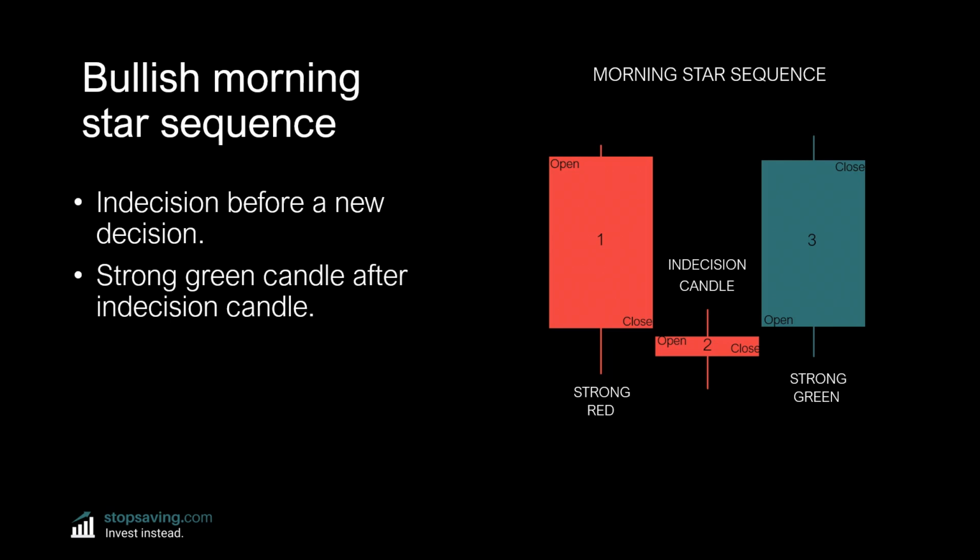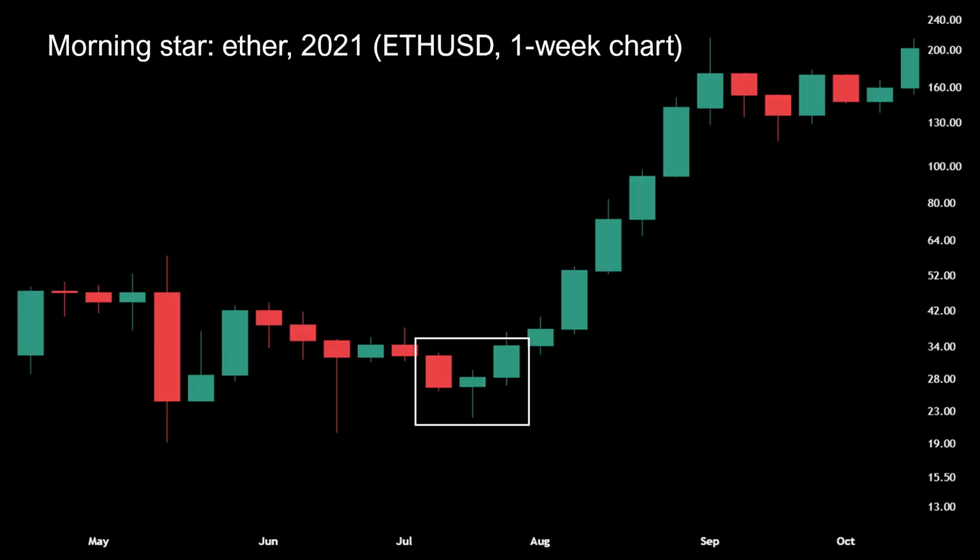Note, in this case, the indecision candle in the middle can be red or green as long as it has a small body relative to the wicks. The basic point here is that there's uncertainty between buyers and sellers before the buyers take control in the next candle. So let's now see a real example of this. Here's Ether using the ETH USD 1 week chart, and here's the morning star sequence.